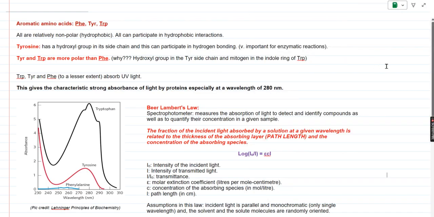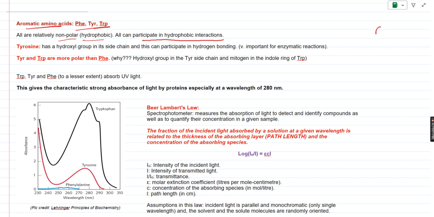Now I'm going to talk about the aromatic amino acids, that is phenylalanine, tyrosine, and tryptophan. All of them are relatively non-polar because they are hydrophobic, and all can participate in hydrophobic interactions, even though tyrosine and tryptophan do have some polar groups.